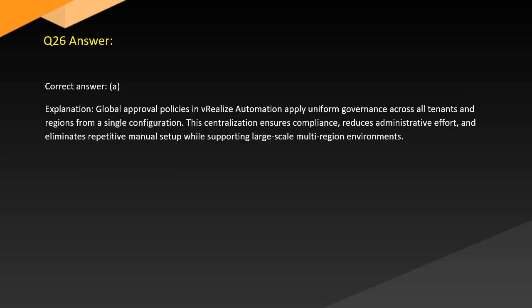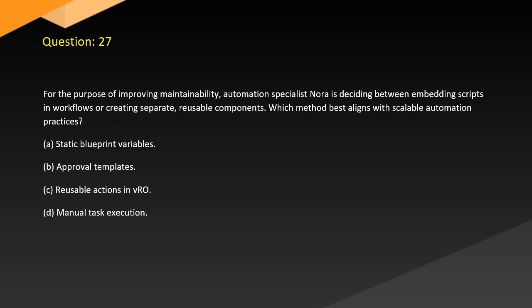Answer. Correct answer: A. Explanation. Global approval policies in Realize Automation apply uniform governance across all tenants and regions from a single configuration. This centralization ensures compliance, reduces administrative effort, and eliminates repetitive manual setup while supporting large-scale multi-region environments.